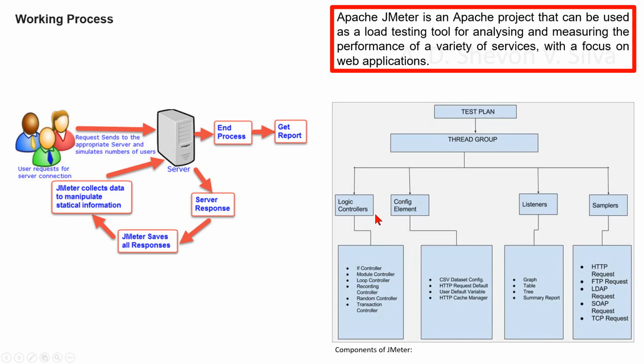Logic controllers and timers. Logic controllers and timers help JMeter control the flow of transactions. Timers ensure the delay in each thread if you need to test any server. For example, if you need the HTTP request to wait for 5 seconds after the HTTP request is completed, we can add the timer there.